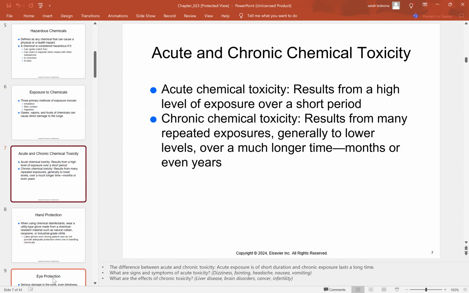Acute and chronic chemical toxicity. Acute chemical toxicity results from a high level of exposure over a short period of time. Chronic chemical toxicity results from many repeated exposures, generally lower levels over a much longer time, months or even years.